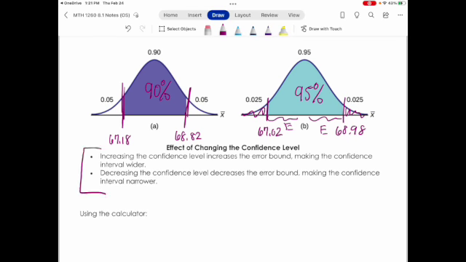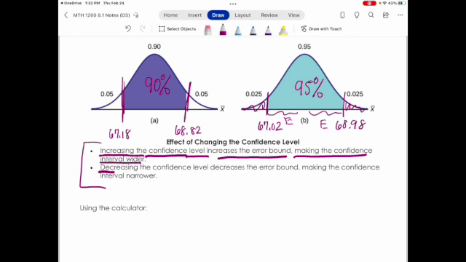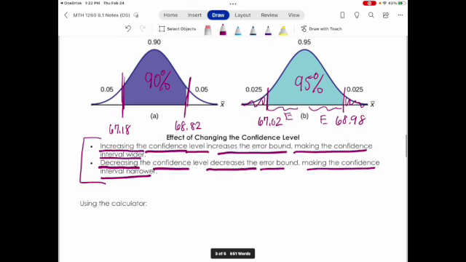So here's a summary down here that gives you a concept check. Increasing the confidence level increases the error, which makes the confidence interval wider. We just saw that in the picture, and then that works in reverse. If you decrease the confidence level, you decrease your error, which makes the confidence interval smaller.